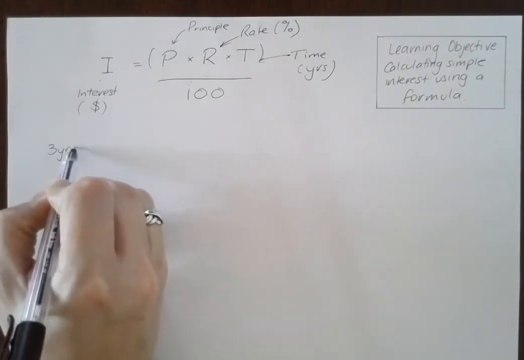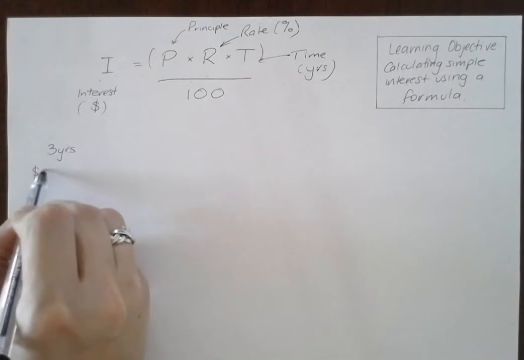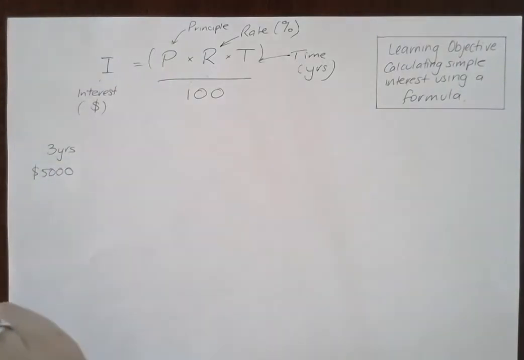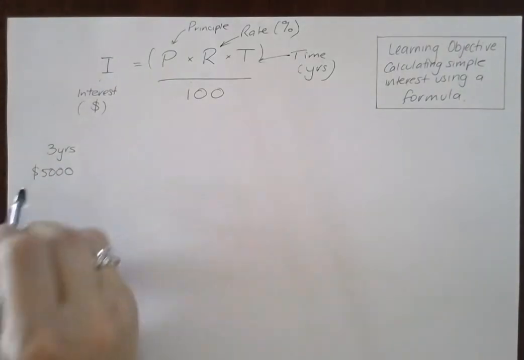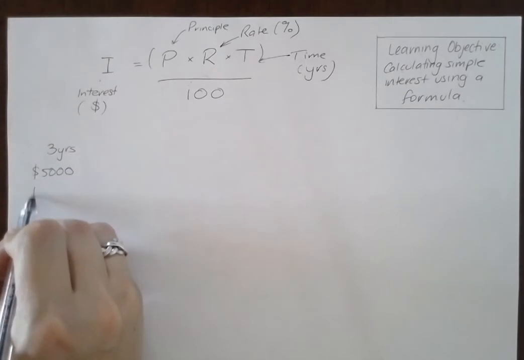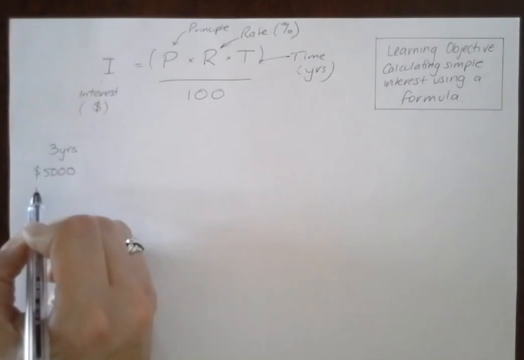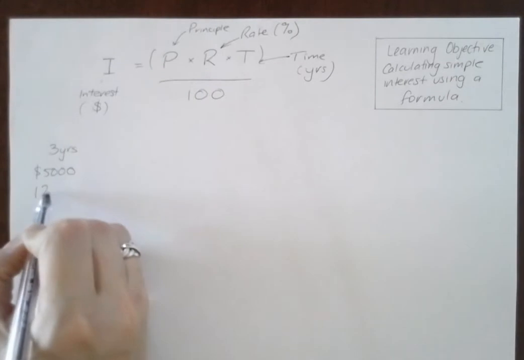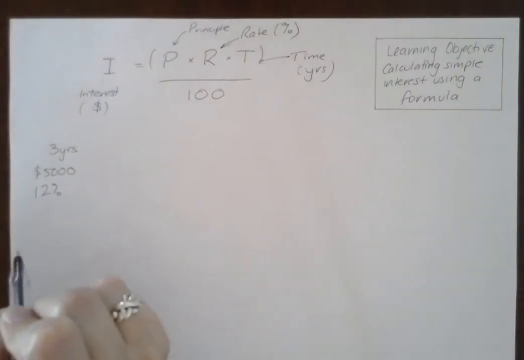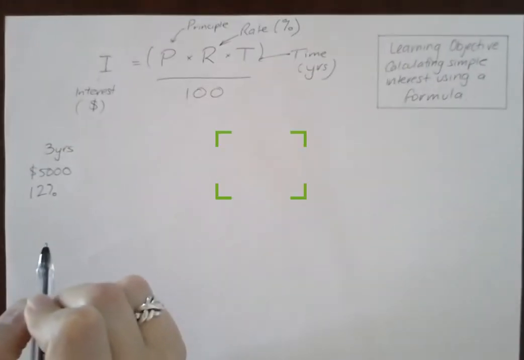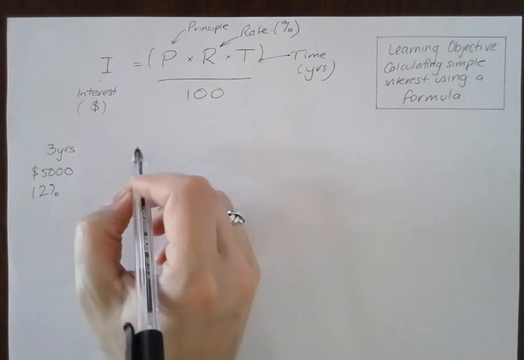Let's go a loan for 3 years. Once again, $5,000. This is the same example we did with our tables. You might like to look back. And our rate, well, what was our rate before? Our rate was 12%. Okay, so nice and easy.